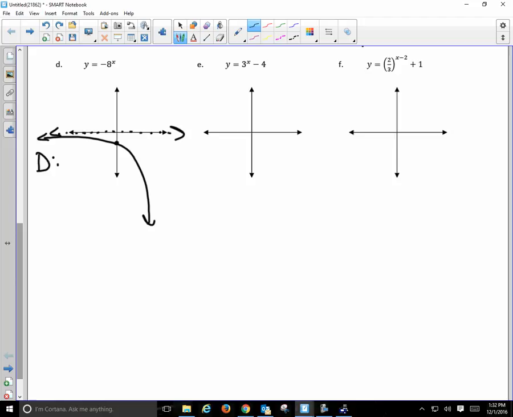Domain is still all real numbers, range, and the asymptote, y is equal to 0.